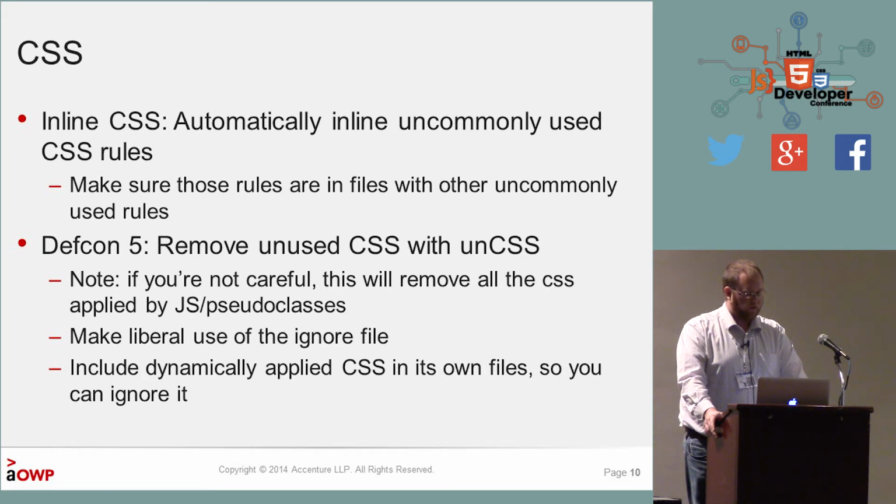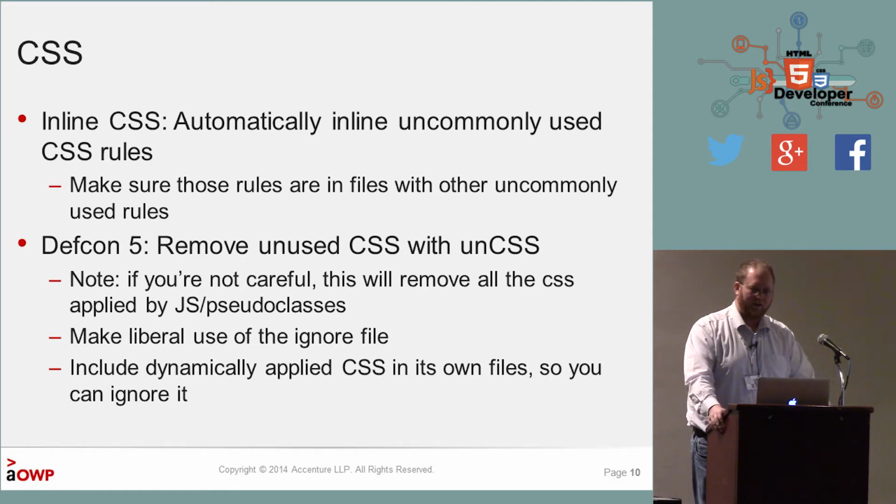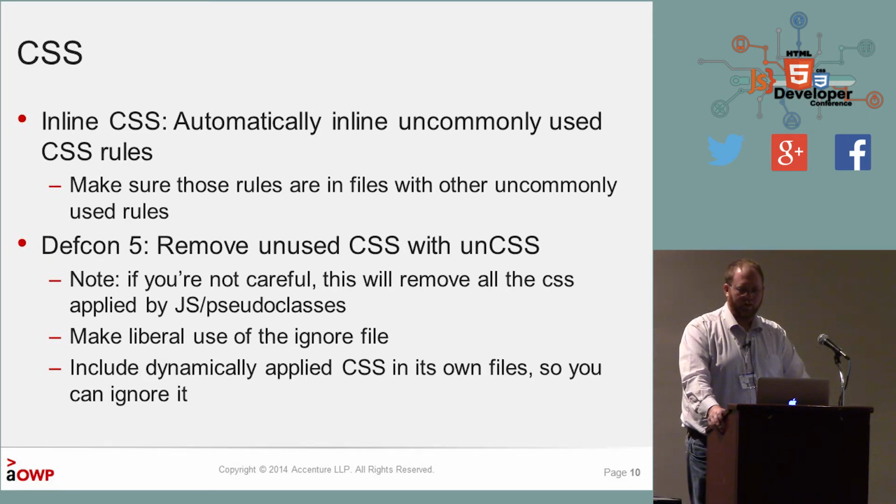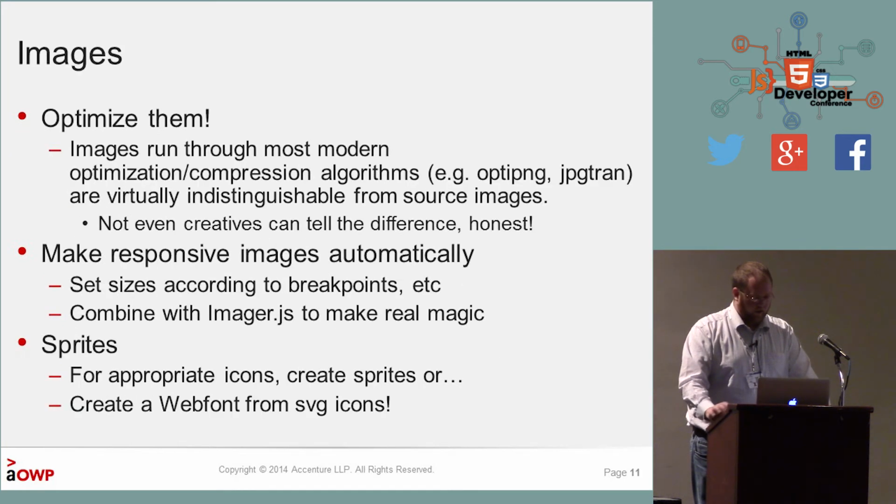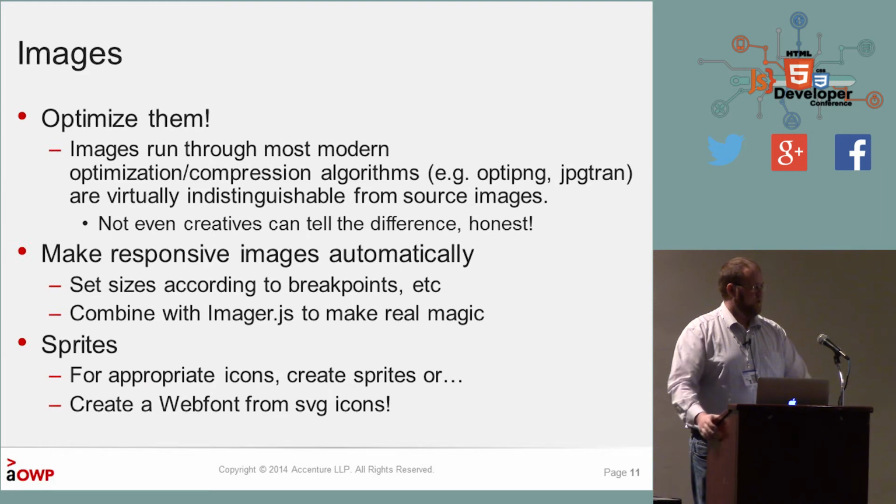There's a couple of great Grunt tasks out there. One of them is called uncss, which, if you do your project structure very judiciously, you can take advantage of. If you don't make that project structure just right, then you're going to have scary results, as it'll take away CSS rules that are used by JavaScript and added dynamically and all that kind of stuff. But you can make liberal use of the ignore file, and you can remove a lot of rules that are there and are not needed. So images, I think images are always the big one.